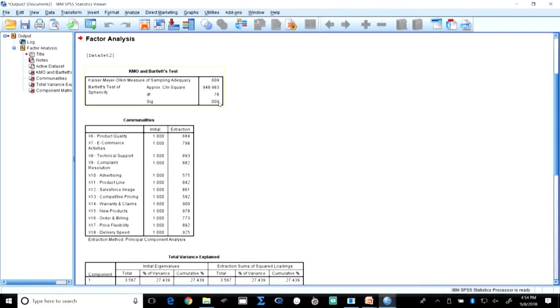Now, look at this Bartlett's test. It is 0.000, that means what? The null hypothesis is rejected. What was the null hypothesis? That there is no correlation. So, now we can say the null hypothesis is rejected and the alternative is accepted, which says that there is some correlation among the variables, which is an important requirement of factor analysis.